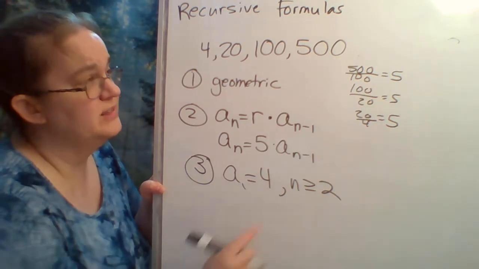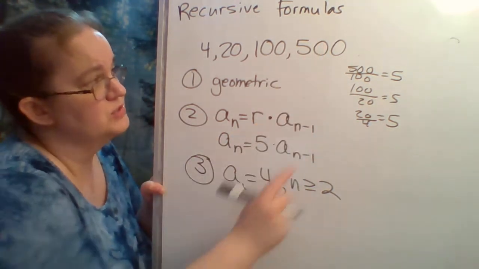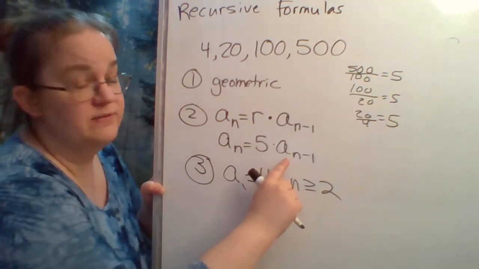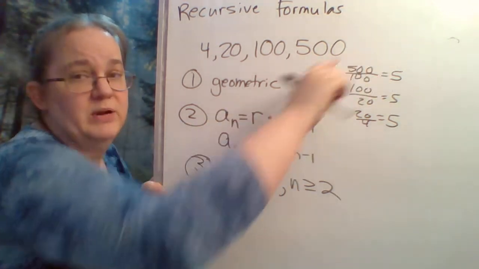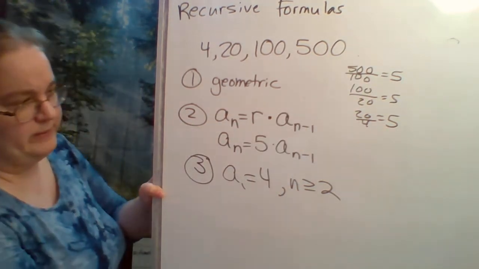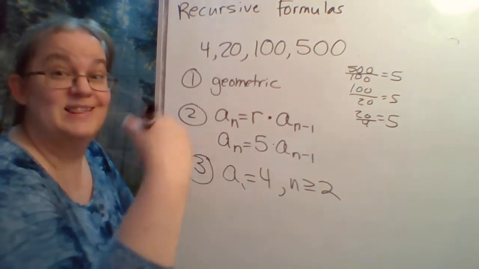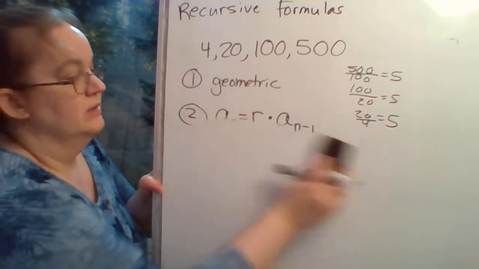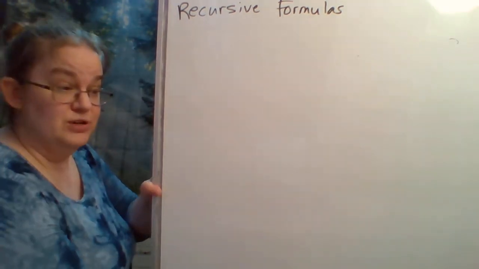If I wanted to find the next term after 500, so if I wanted term number 5, I would substitute in 500 here and do 500 times 5, and that would give me my next term, which would be 2,500. Okay, so again, you have to have the previous term in order to find the next term. Again, if you need to pause to write stuff down, make sure that you do so.